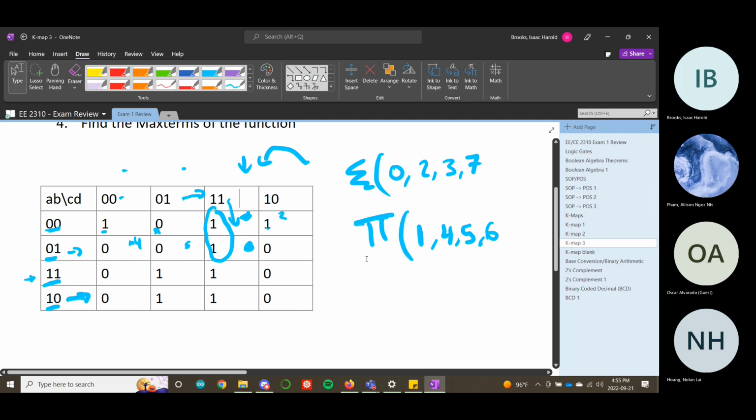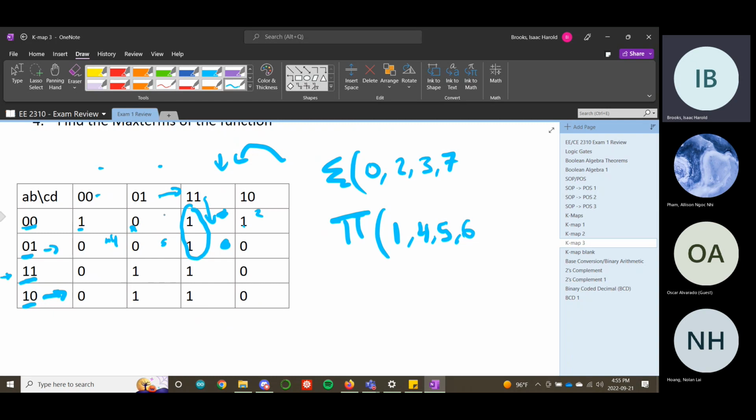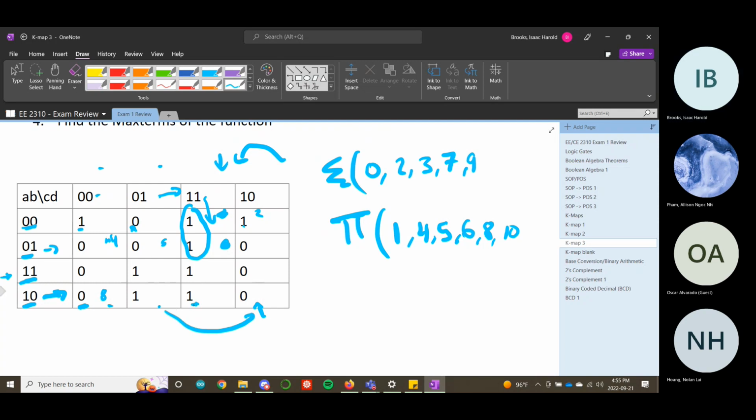So yeah, let's just finish up these minterms and max terms. So we were on 7. This is 0, 1, 2, 3, 4, 5, 6, 7. So this is 8. 8 is a max term. 9 is a minterm. This is 10. Remember, we go here, here, and skip to this one back. So 10 is a max term, and 11 is a minterm.